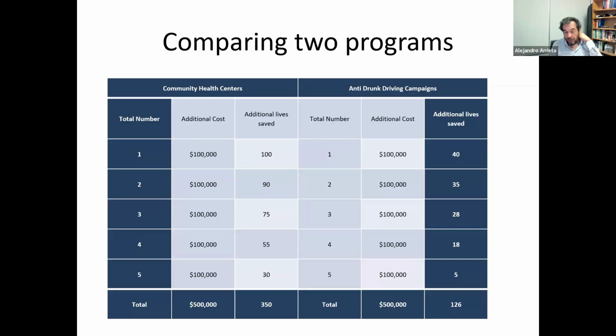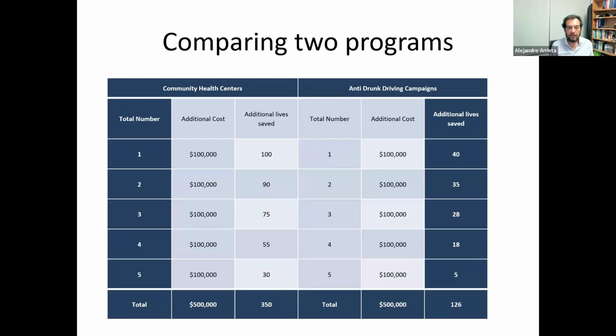So clearly, you can see that it's much better, it's more efficient, to produce health with the community health centers than with the anti-drunk driving campaigns. So you can see these two functions, and one is dominating the other one. Community health centers are superior, dominating the anti-drunk driving campaigns. And therefore, most likely you will invest in community health centers. We will see that later in more detail, but the way of looking at this is: if I want to produce health, which one of these programs am I going to pick?